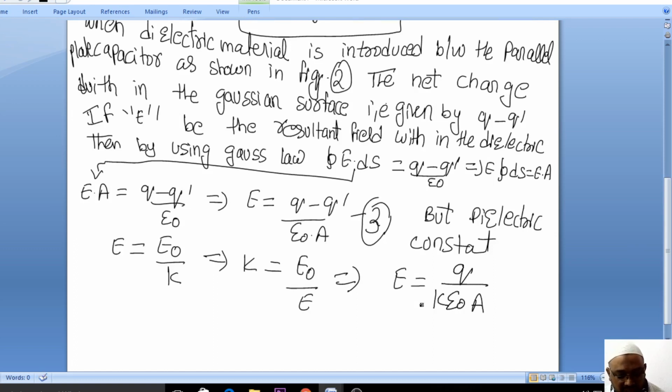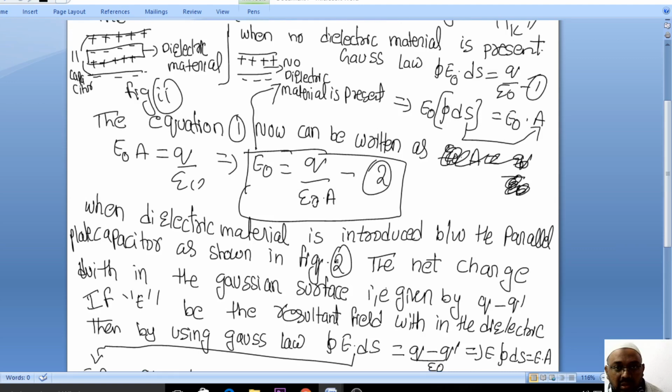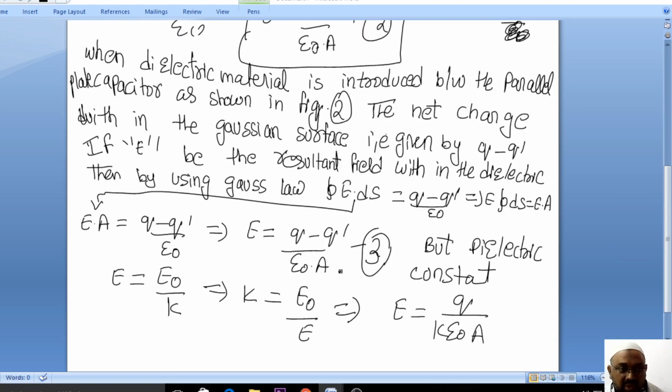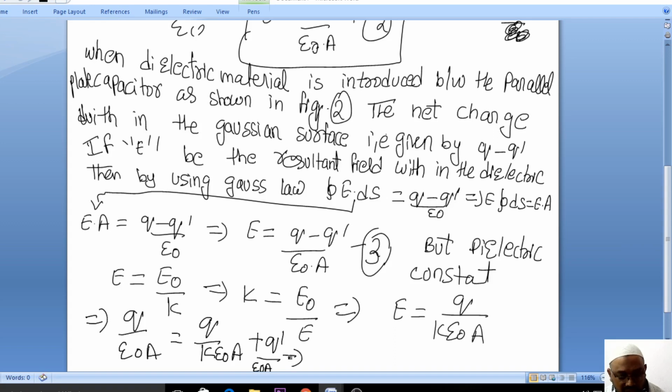So from equation 1, the total equation will now change to Q by epsilon naught A is equal to Q by K epsilon naught A plus Q dash by epsilon naught into A. It is very easy to understand, but if you are having any problem, let me know. Now this is what we got.